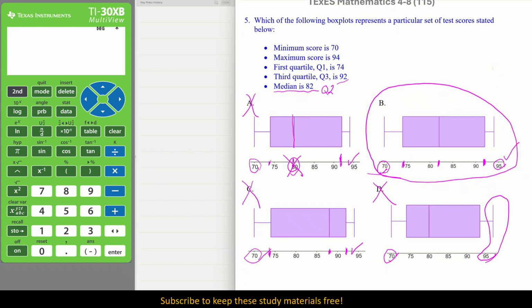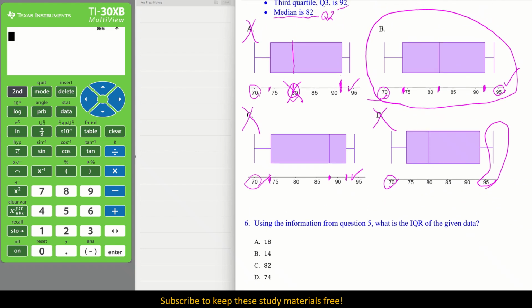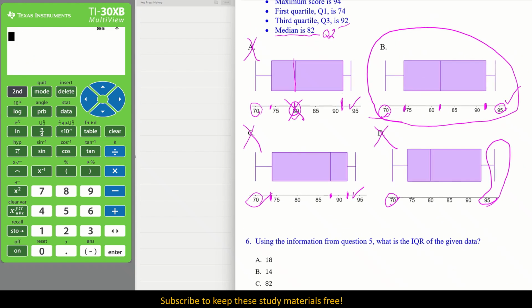All right, let's move on to number 6. It says, using the information from question 5, that's above, what is the IQR of the given data? That is the interquartile range. That's what IQR stands for. If you don't remember, what that means is that you are going to figure out the distance of one end of your purple box to the other end of the purple box. So it's Q3 minus Q1.